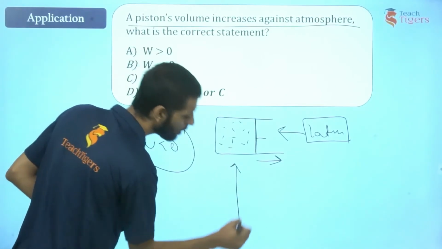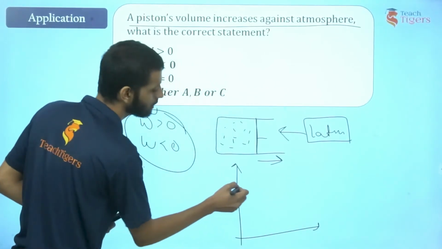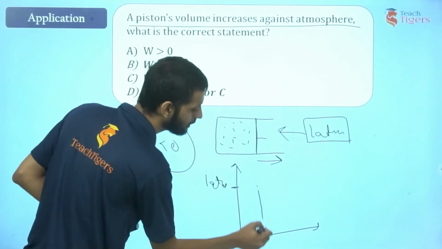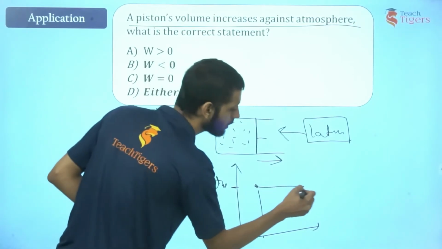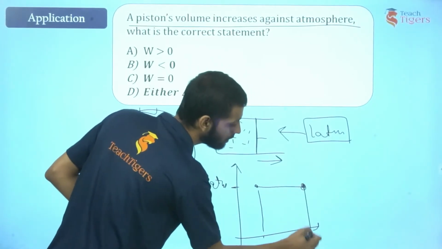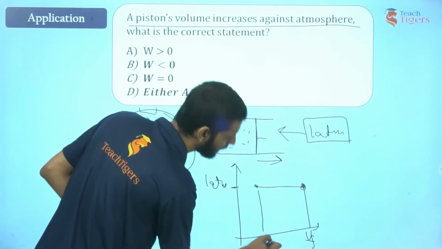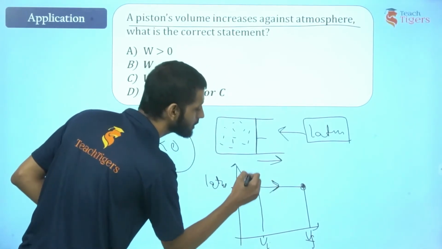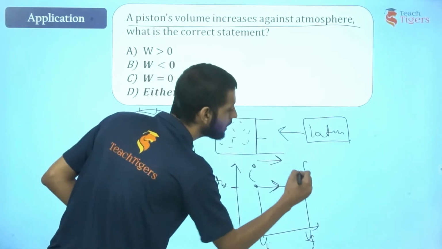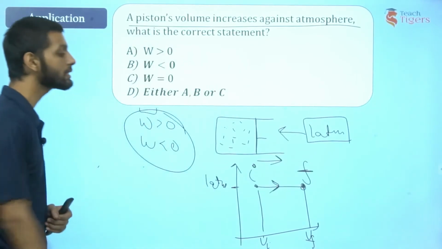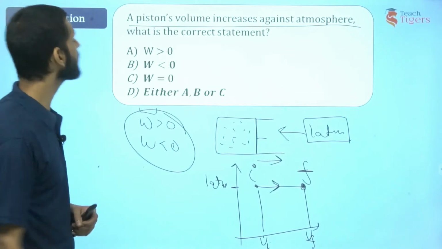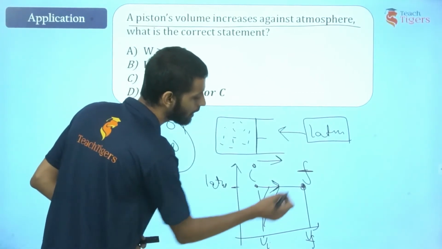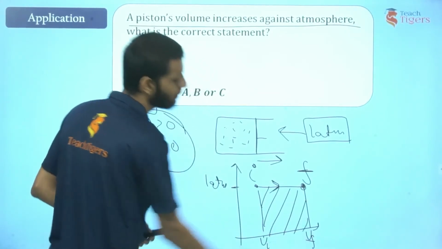And if I draw the graph, pressure 1 atm, its volume is increasing. So there is V final which is greater than V initial. That means I'm going from left to right. This is my initial state. This is my final state. So in this case, how do we find the work? First thing you should always remember, work is the area under the graph. Area under the PV graph.